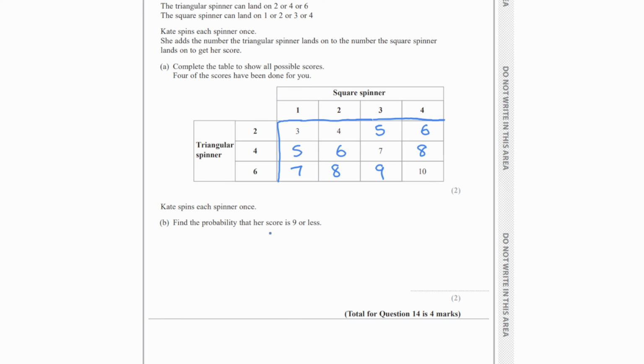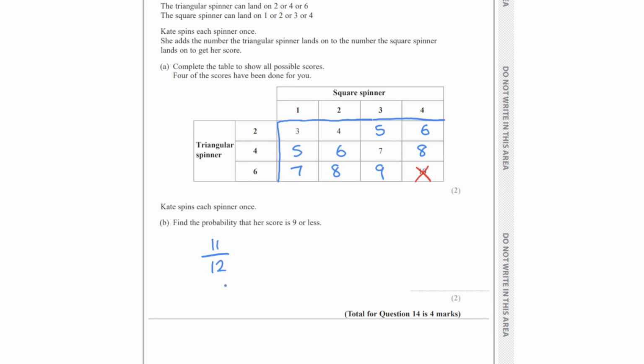We want to find the probability that her score is 9 or less. So if we have a look, every one of those is 9 or less, except for this 10. So we want to count up how many options still remain. A quick way to do that, it's a 3 by 4, which means there are 12 numbers in this rectangle. We've got rid of one of them, so that means there are 11 out of 12 ways that she can score 9 or less.